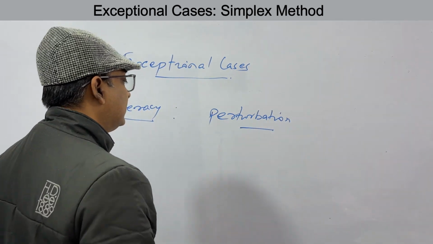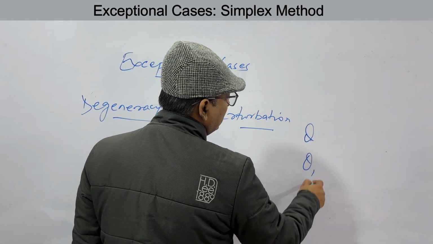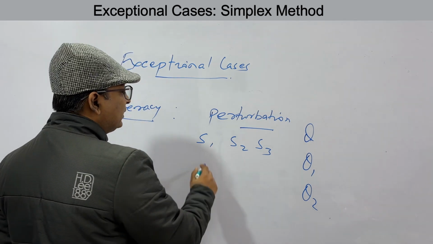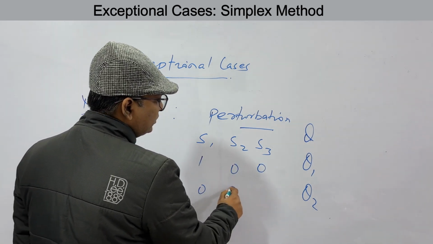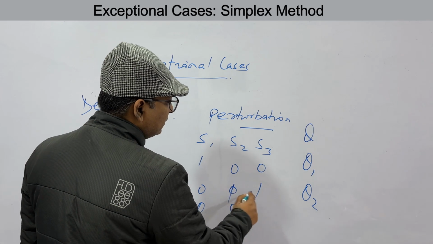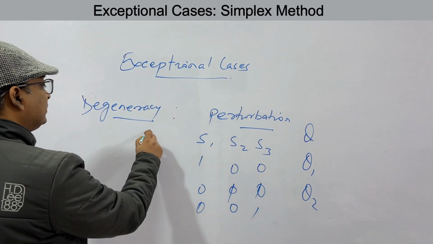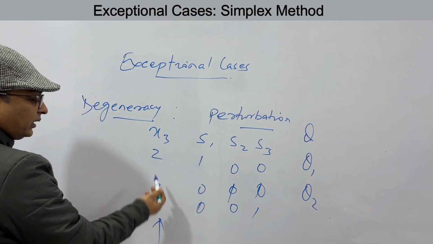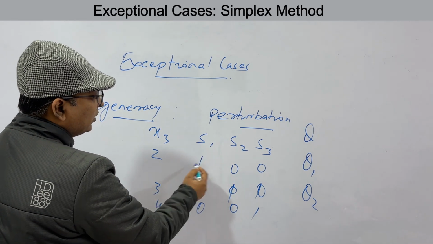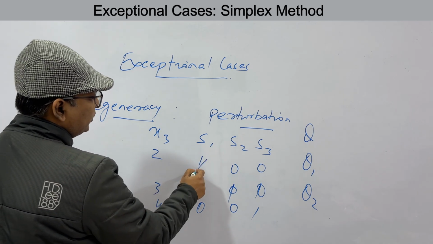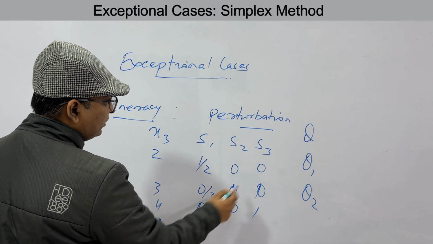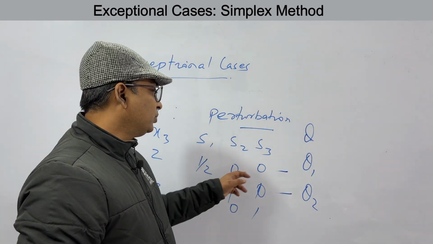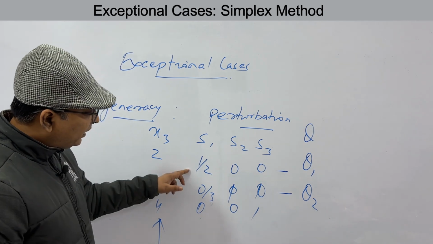But for the time being, you should understand that if theta is the same for two, theta 1 and theta 2, then if you have S1, S2, S3, three variables, this will be like this, 0, 0, 1. So if your x3 is the key column, let's say 2, 3, 4, then the first S1 column, you divide by the elements of the key column, that is 1 by 2, 0 by 3. We had to decide which one to choose when theta 1 is equal to theta 2. This is 1 by 2, this is 0 by 3.